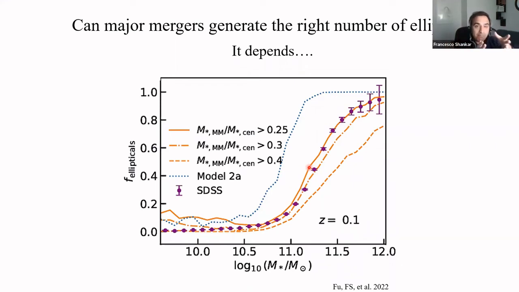Now, if your mapping predicts a steep relation between stellar mass and halo mass, you will tend to have fewer major mergers, and you might be more in line with the number of ellipticals that you have at redshift 0. If your mapping instead predicts a flatter relation between stellar mass and halo mass, you will have more major mergers. And this is predicted, for example, by models like this one, the dotted line here.